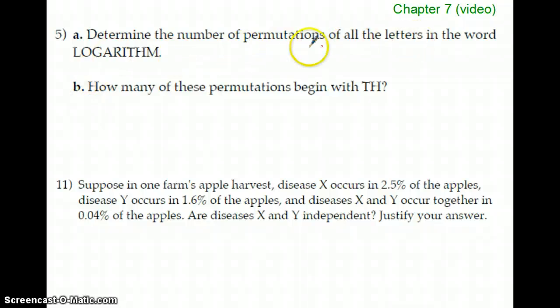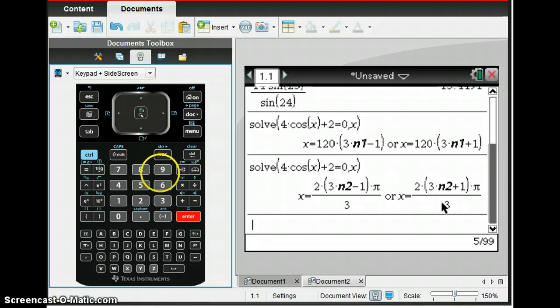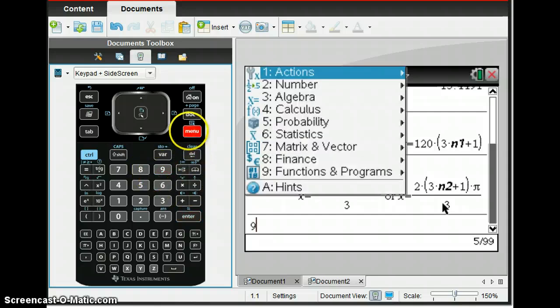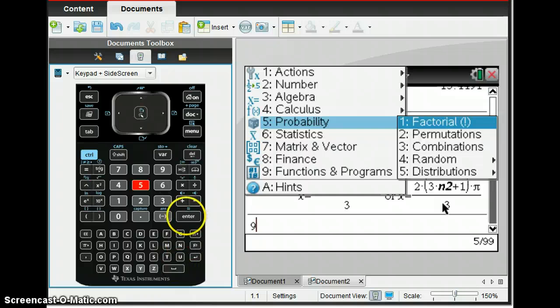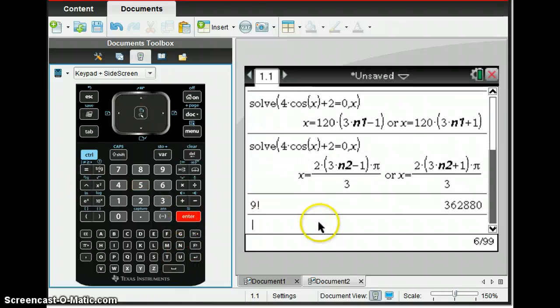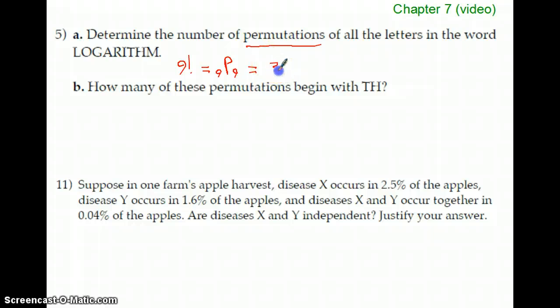Determine the number of permutations of all the letters in the word, with a hint, 1, 2, 3, 4, 5, 6, 7, 8, 9. How many ways can you rearrange these 9 things? Well, probably this many. Or if you wanted to really bank on the word permutations there, it's 9P9, which is 9 times 8 times 7 times 6, and so on. I figured it out in here. It's under 5, the top thing. And 9 factorial is that huge number, 362,880. You should probably memorize that eventually.